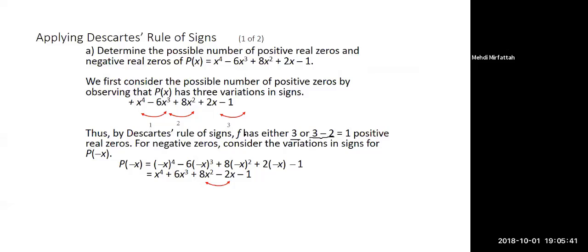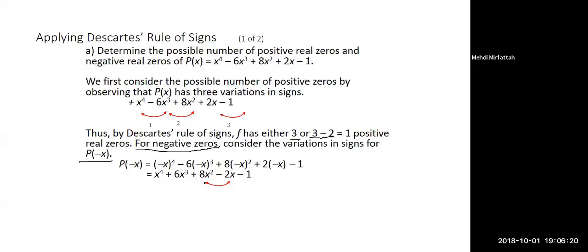In order to find how many negative zeros you have, you have to evaluate p of minus x. Now, it's pretty obvious how to find p of minus x. All we do is substitute minus x for each x in our p of x function. So everywhere we have x, you put minus x and evaluate that. The first one would be the same because the exponent is even, so this would be x to the power of 4. Now this becomes minus because the exponent is odd, and minus times minus would be plus 6x to the power of 3, and so on.